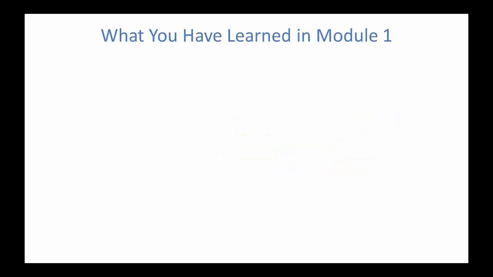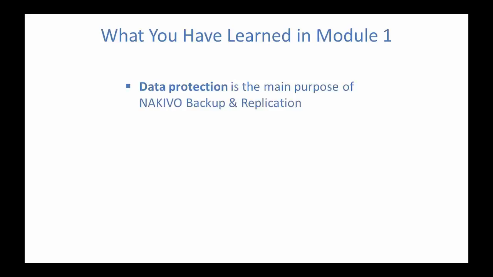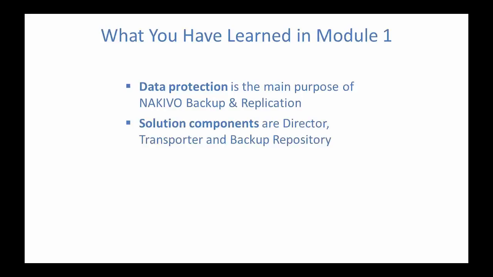So the first module is completed, and let's see what we have learned in this module. First of all, data protection is the main purpose of NAKIVO Backup and Replication. The main components of the solution are the director, transporter, and backup repository. You should have only one director per customer. Then you can have multiple transporters per organization. The transporters are used to scale out. One transporter is always included in the main full solution install. And then there is a backup repository, which is used to hold your backups.